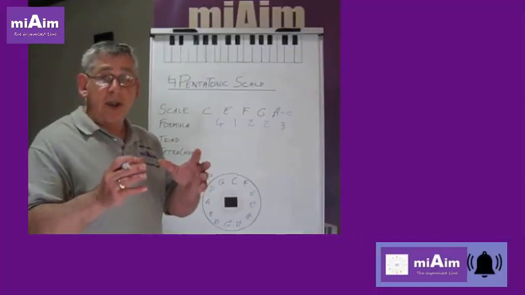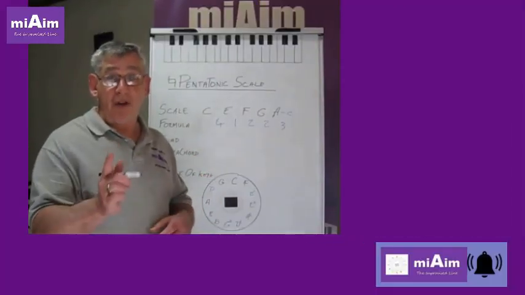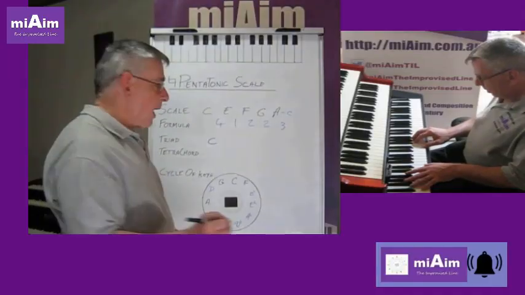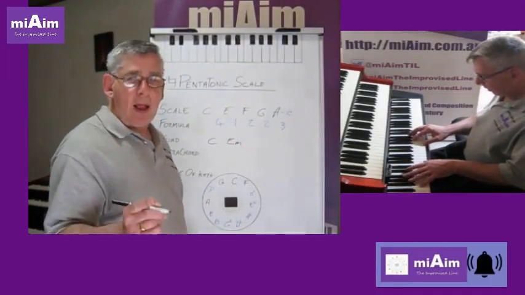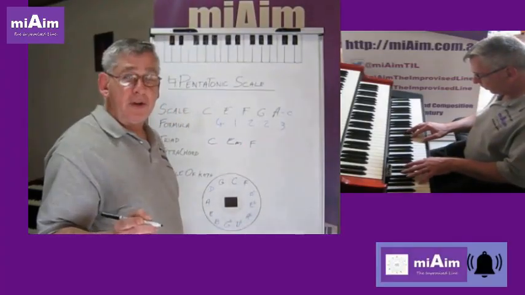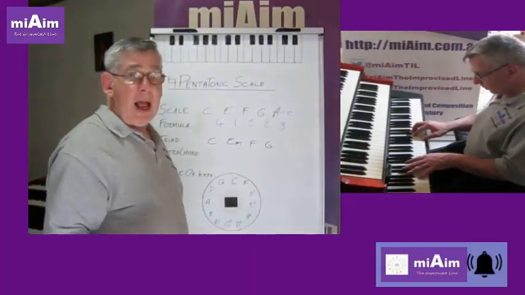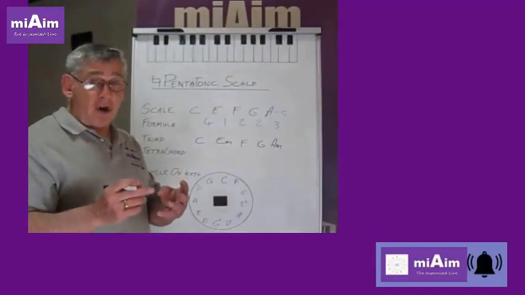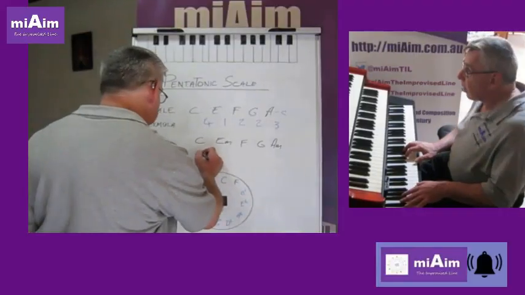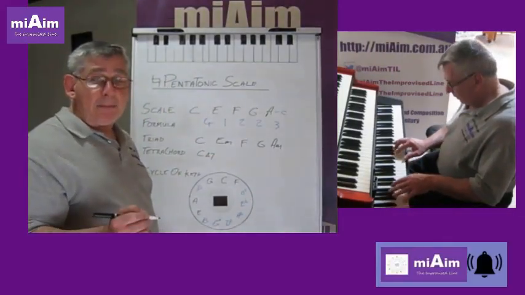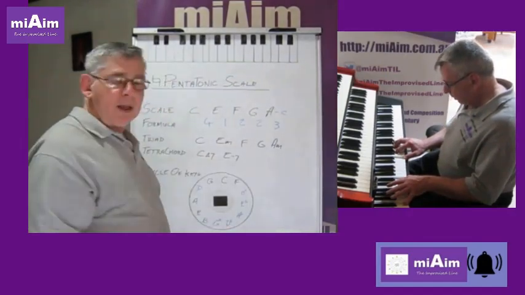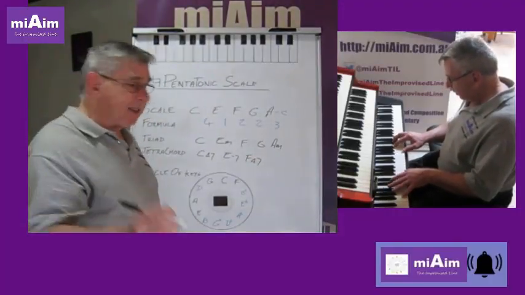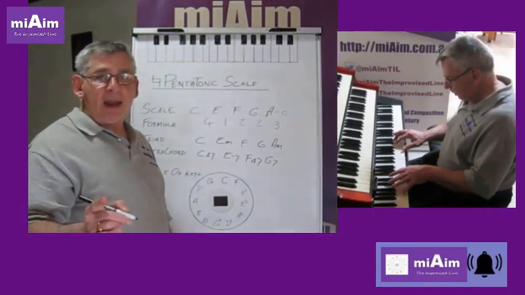When we look at the chords using just the white notes of the piano, the triads are C major, E minor, F major, G major and A minor. Look at the 4-note, the TetraChords. We've got a C major 7, E minor 7, an F major 7, a dominant G7 and an A minor 7.